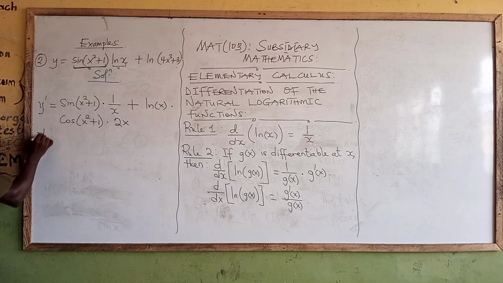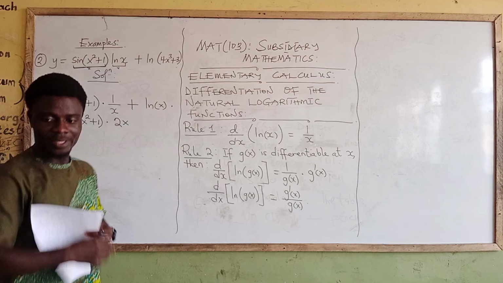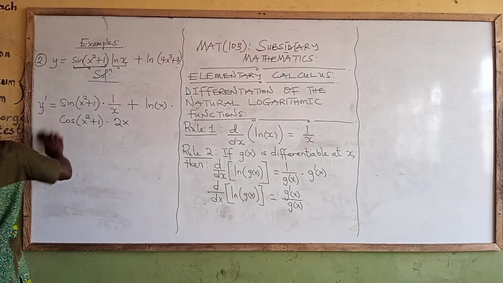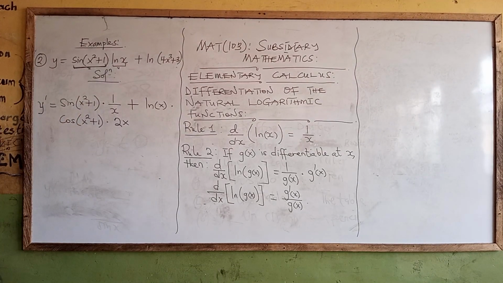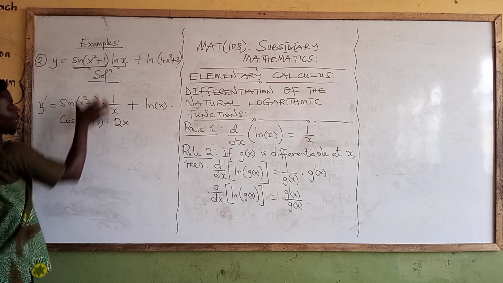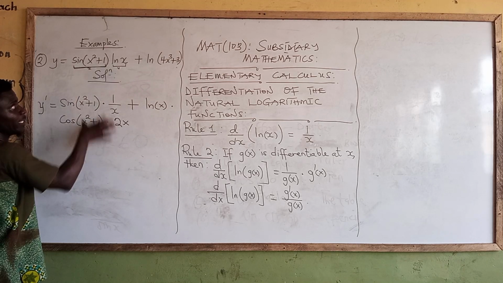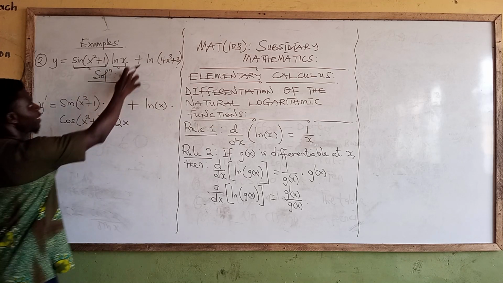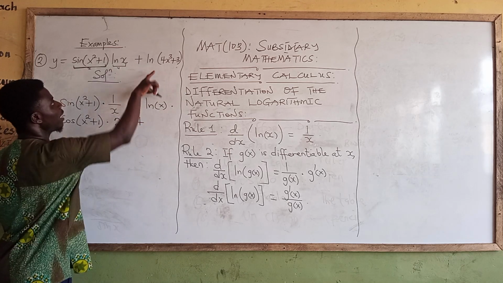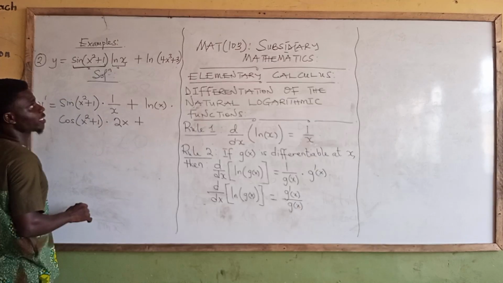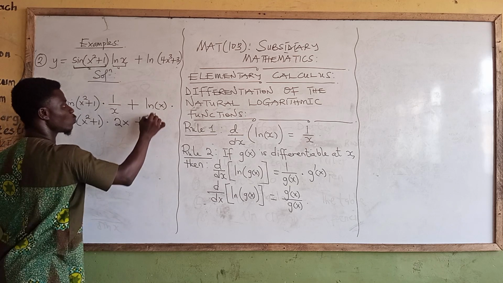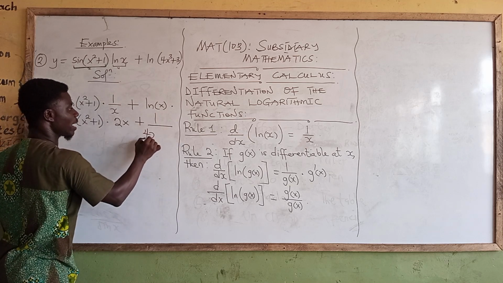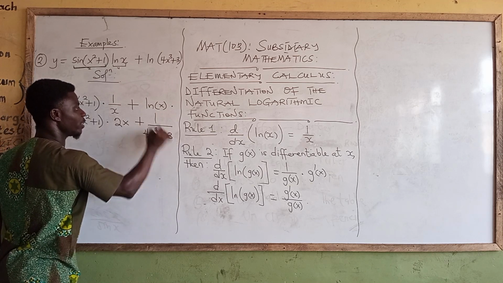So now my y prime must be equal to, sorry, we've forgotten plus ln x. So now we are done with this, which is the product rule. We've applied the product rule on this function here. Then plus, how do we differentiate ln of 4x cubed plus 3? It is 1 over 4x cubed plus 3.